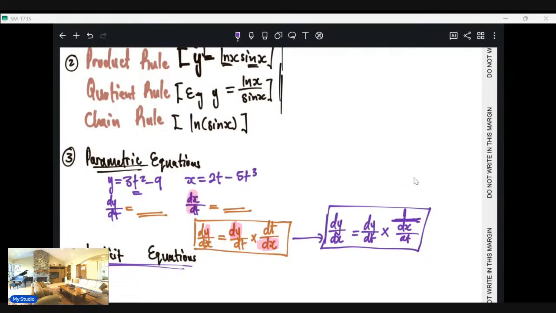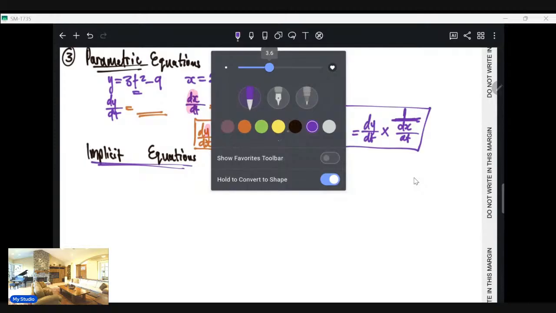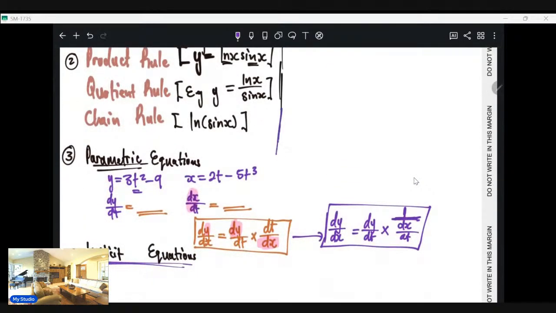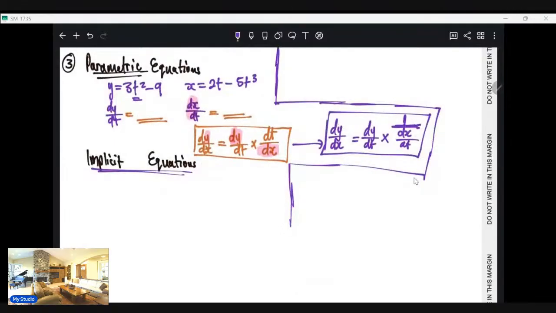Right. Now let's move on. We now want to see what implicit equations are. You're also going to get them. So here what I'm giving you is the whole picture of differentiation. Everything you will be needing to do when you're doing differentiation. Are you seeing it?